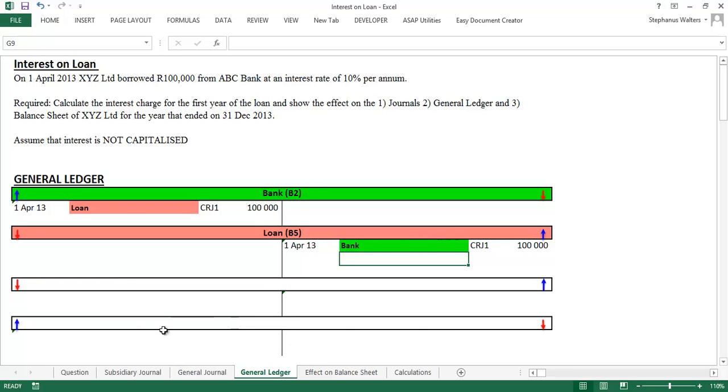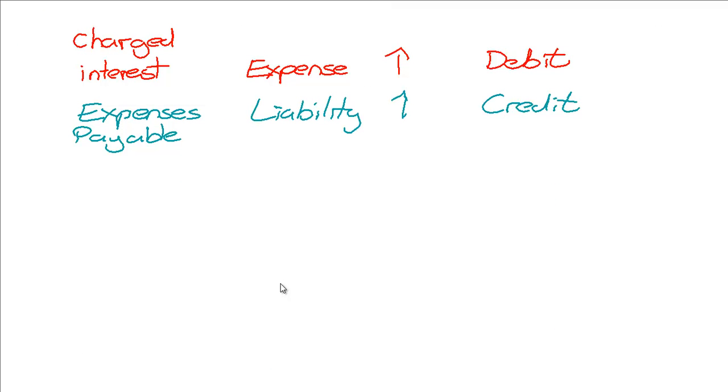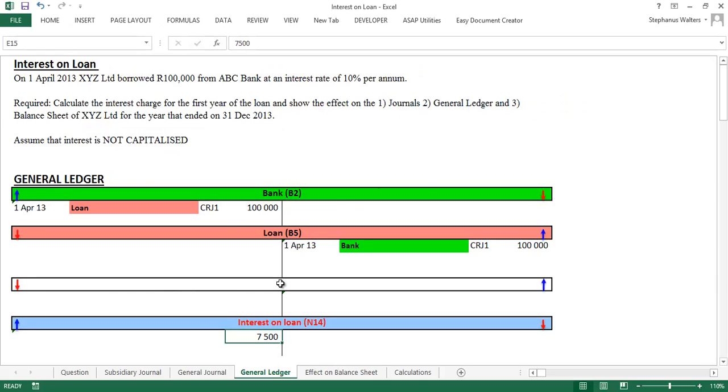So we've got an expense that increased. So expenses increase on the debit side. So there we go. Let's first create this account here. Interest on loan is going to be an expense. And my expense increased by 7,500 Rand. And the other side of this entry, you will remember, was the expense payable that we had to credit was 7,500 Rand. There we go. We record our expense payable account, 7,500 Rand against expense payable.